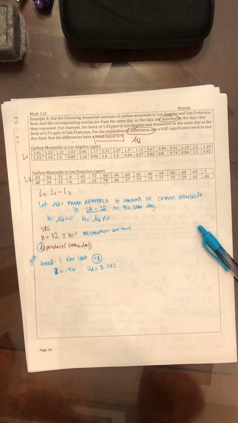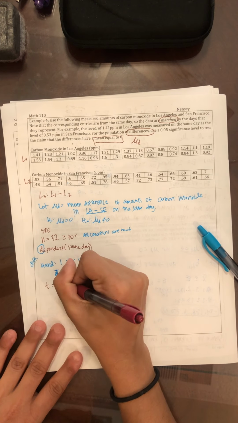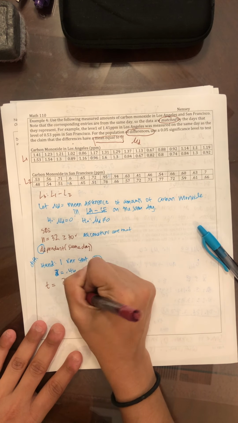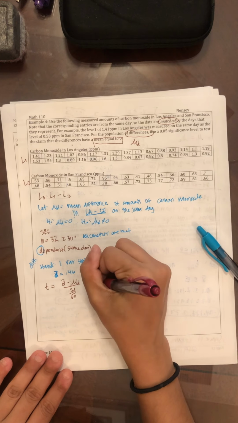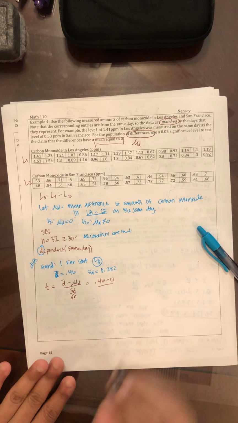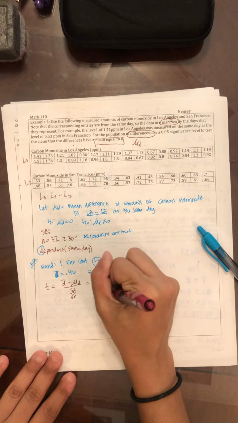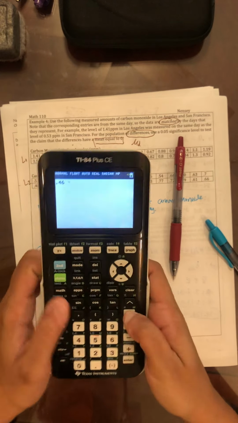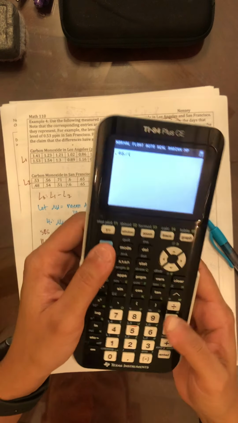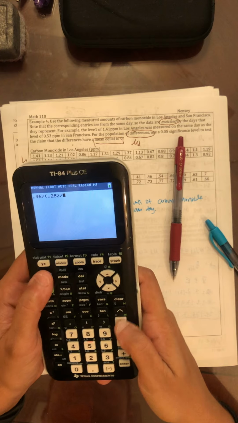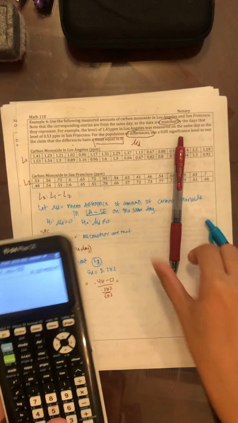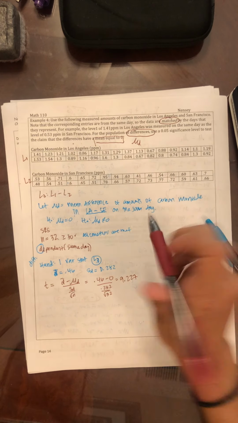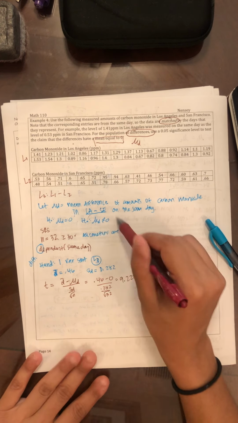Okay, so let's write out the formula. T equals D bar minus the mean of D, over S sub D over the square root of N. So 0.46 minus 0, over 0.282 over the square root of 32. Let's see what we get. So 0.46 divided by parentheses 0.282 divided by the square root of 32, and I got 9.227.